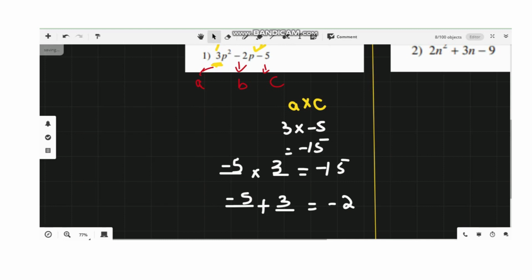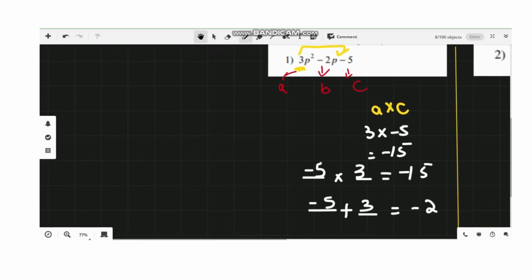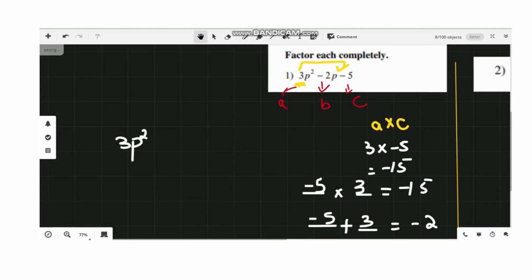Now we know the factors: negative 5 and 3 will work here. I'm going to write the equation again. One more important thing: when you multiply a with c, you do not change the equation. Just for factoring, to find the numbers, you multiply a with c and write negative 15 on the side in your rough work. But you will not change the equation. The last term stays negative 5 as it is.